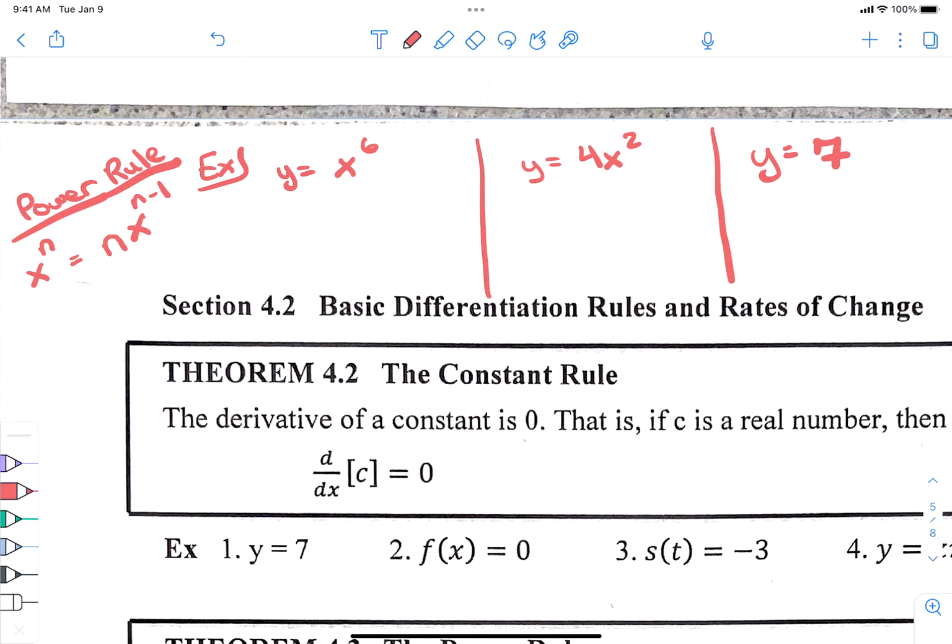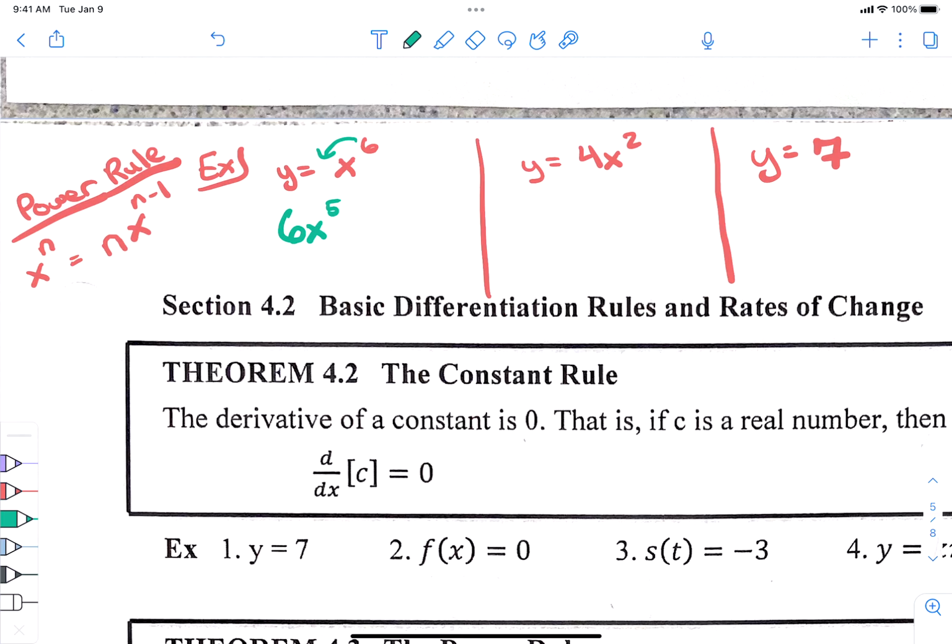So in the first example, x to the 6th power, to find the derivative of that, n is 6 in this case. So the 6 comes down in front. So this is 6x, but now it's to the 5th power. That's the derivative of it. That's it. That's how you find its derivative. No more slopes, no more stuff like that. That is its derivative.